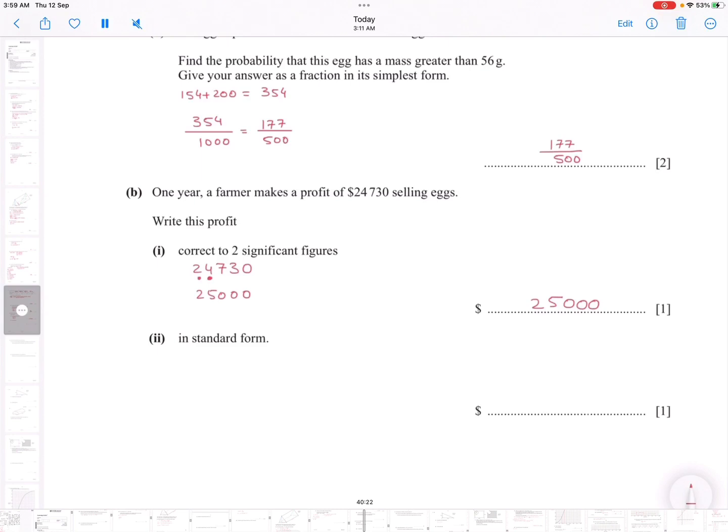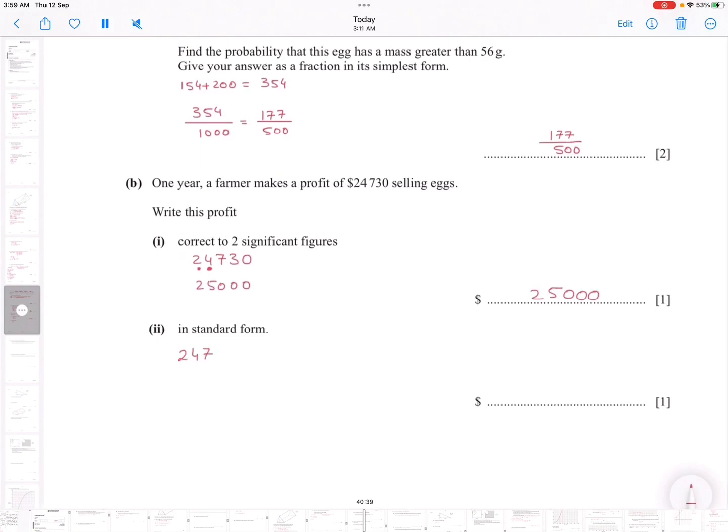In standard form, 24730: place the decimal after 2 and count the rest of the numbers after the decimal. There are 4 numbers, so you multiply by 10 power 4. So this is in standard form.